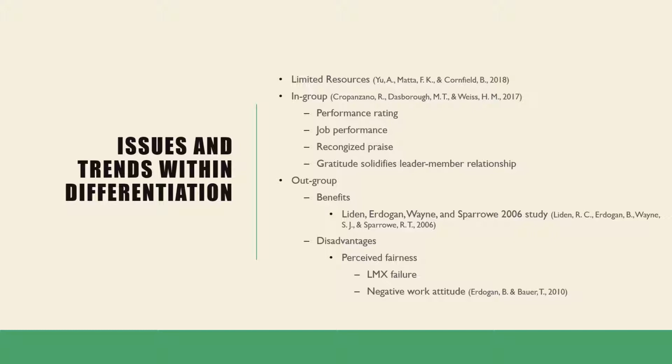So the negative trends in the out-group exist in perceived fairness. Fairness and justice is a big part of leader-worker relationships, as we all know. The LMX system only fails in this aspect when it's viewed as unjust by out-group members. Erdogan and Bauer in 2010 found that when out-group members perceived they were misgrouped and when the work environment justice climate was low, high levels of differentiation were strongly and negatively related to work attitudes and withdrawal. So if people think that they are being taken advantage of, of course, that's going to negatively affect the LMX relationship.